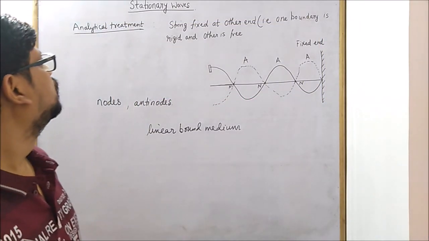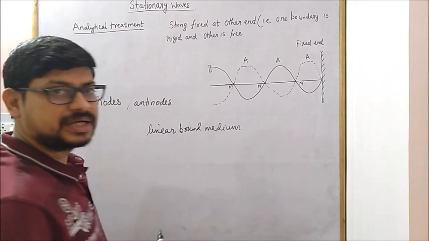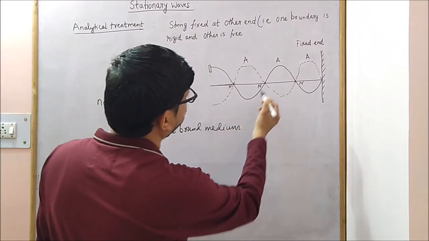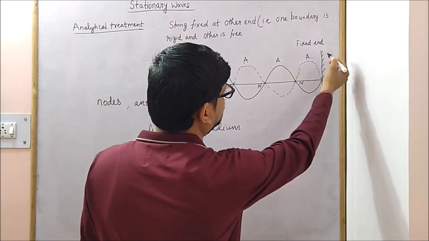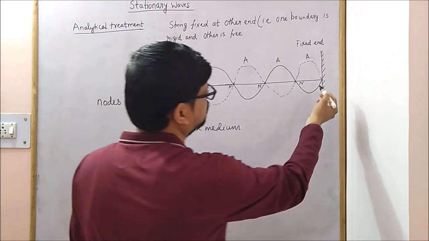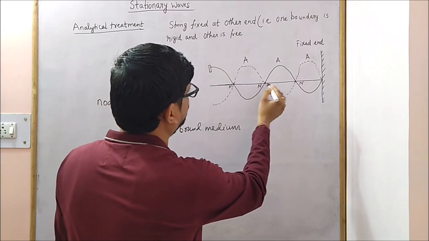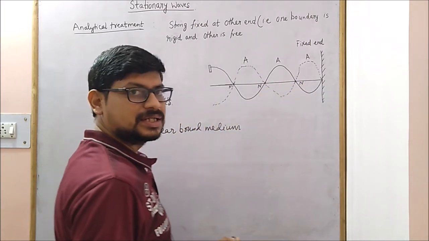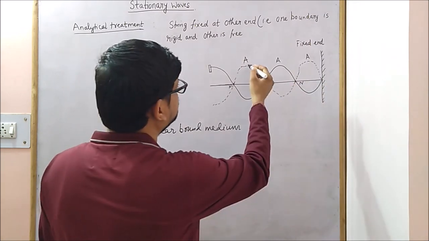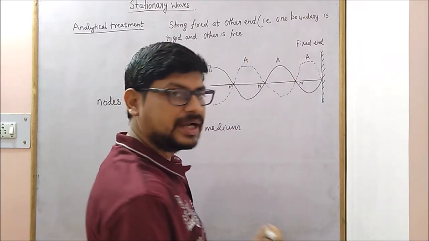Now we shall do the analytical treatment of a string fixed at one end, that is one boundary is rigid and the other is free. Here you can see this end is the fixed end and this end is the free end. Here this is the incident wave and this one is the reflected wave, and these two waves superimpose, and these are the points which are called nodes, where there is no displacement at all at any instant of time, and these are points of maximum displacement and maximum velocity, which are called antinodes.